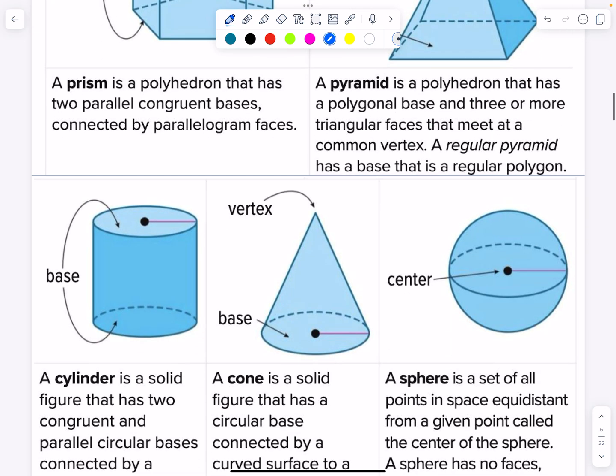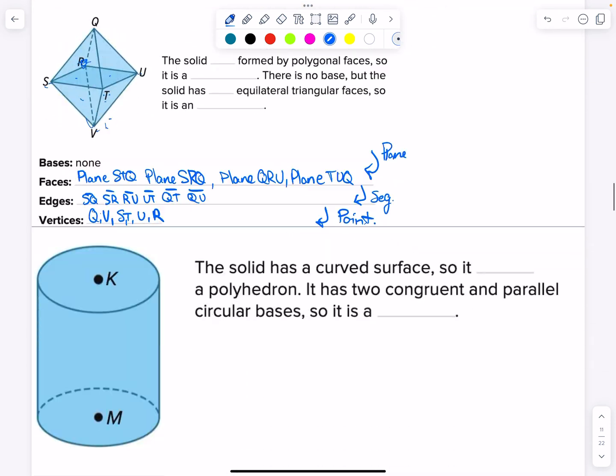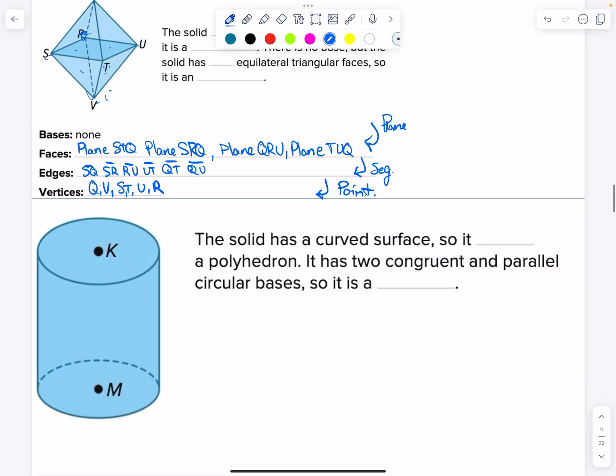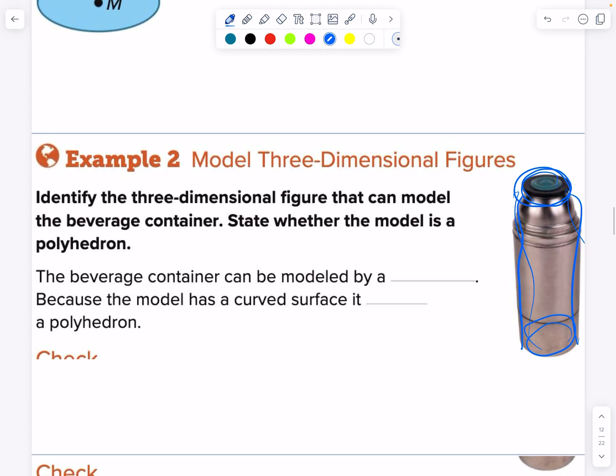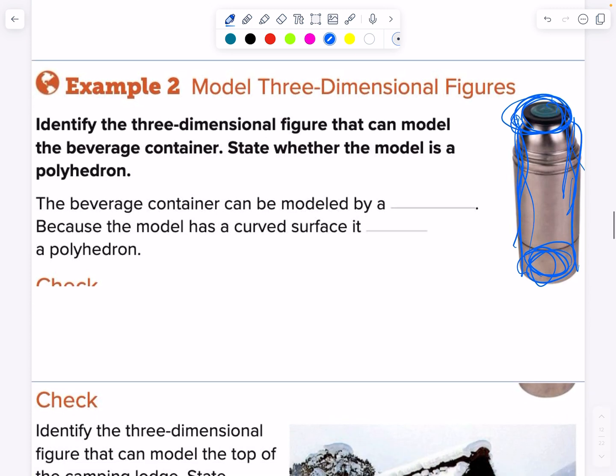So types of solids, this is one of our cylinders that we saw up above. The solid has a curved surface, so it is not a polyhedron. It has two congruent and parallel circle bases, so it is a cylinder. We're going to have some pictures in our practice set where it just says identify as best as we can. Obviously, this has curves to it. This is one of those old school coffee thermos things before they got all cool and people spent a lot of money on them. This is what they looked like. But we can recognize what shape they're trying to show there.